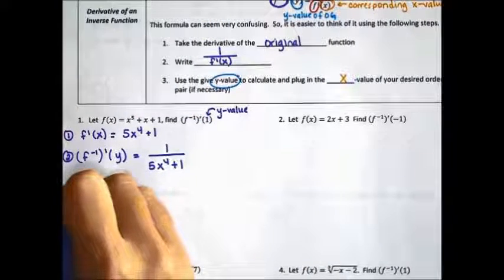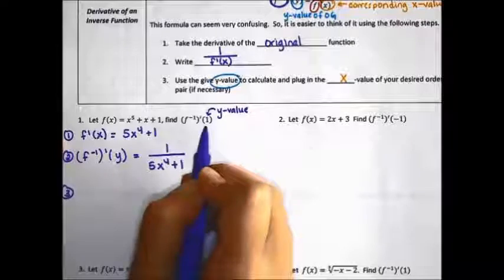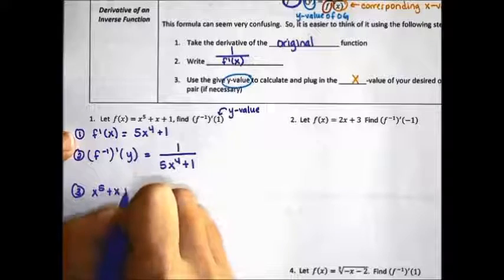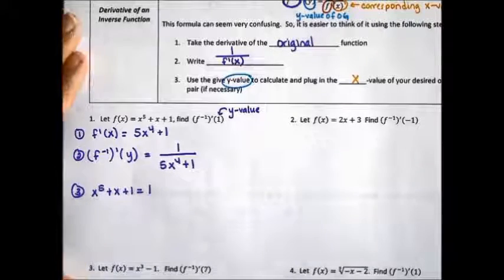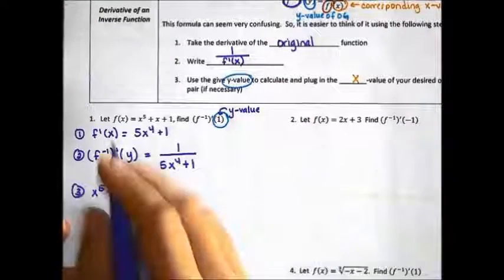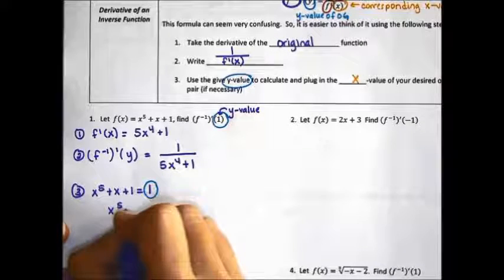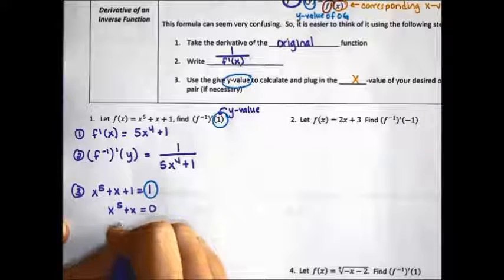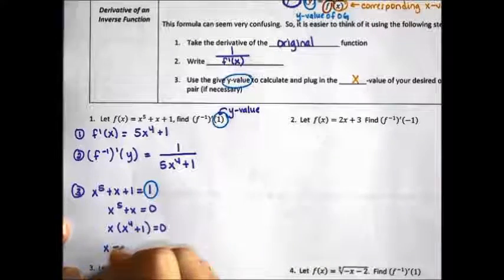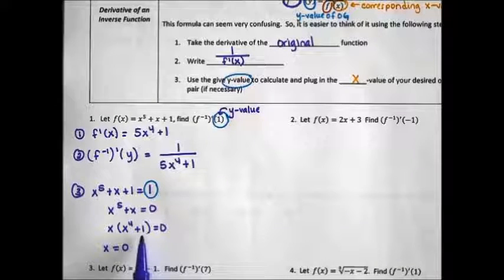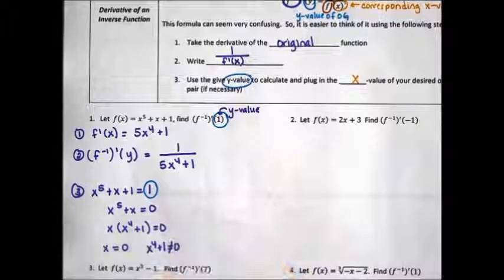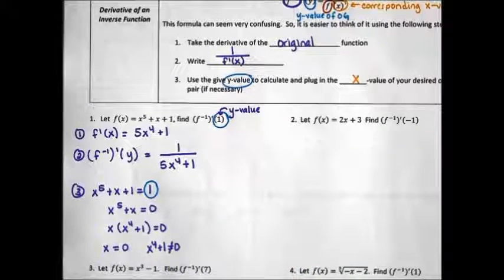So your third step here is to say, okay, if this is a y, let's find the x. So let's let our original function equal 1, because that's the y value. And let's solve. If we subtract 1 on both sides, we get x to the 5th plus x equals 0. So if we factor out x, we get x to the 4th plus 1 equals 0. So we get x equals 0. X to the 4th plus 1 will never equal 0 because x to the 4th is positive, so if I add 1, it's never going to give you a 0.